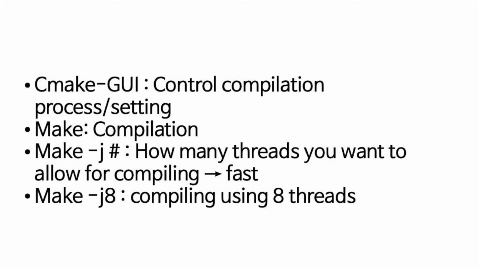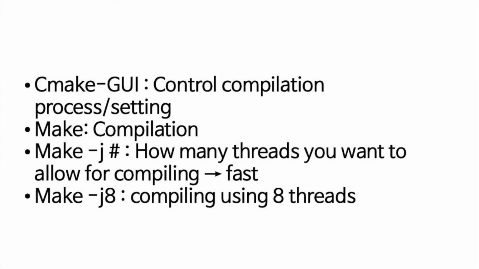So before we continue, let's summarize what we learned so far. Using CMake GUI, you can control the compilation process and settings. After you set the compile environment using CMake, then you can compile using the make command. But when you use the make command, you have two major options.